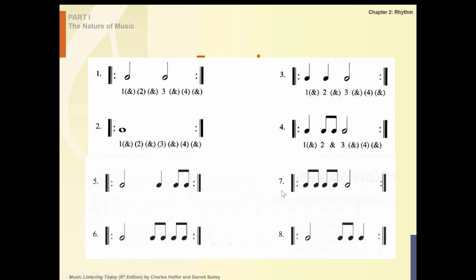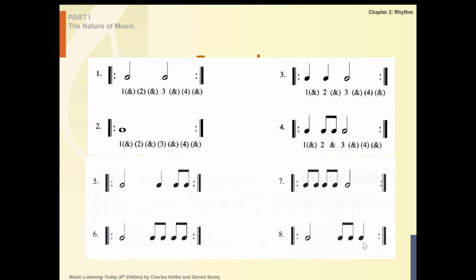Now number 7. 3, go. 1, and 2, and 3. One more time. 3, go. 1, and 2, and 3. Then how about number 8? 1, 2, 3, 4. 1, 3, and 4. One more time. 1, 3, and 4.